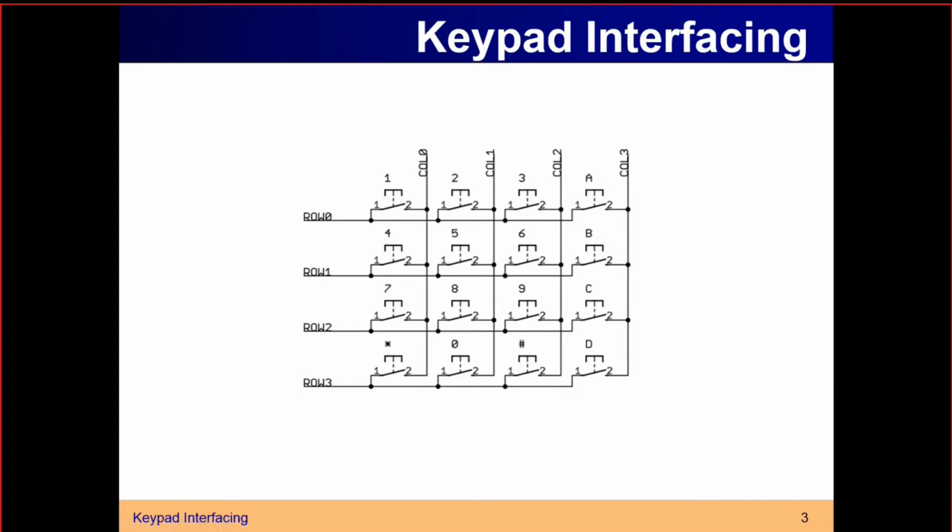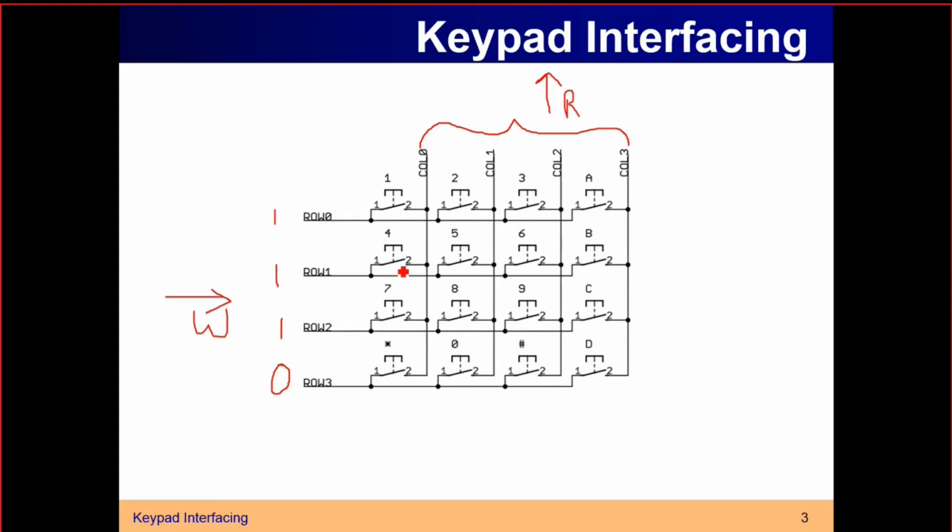So how will you identify whether a switch is pressed or not? The algorithm is known as the keypad scanning algorithm, the basic algorithm. So what you will do is first write 1, 1, 1, 0. Then you will read the data from these columns. Right? So I am writing 1, 1, 1, 0 to these rows, and from the columns I am going to read the data. So here I am writing, here I am reading.